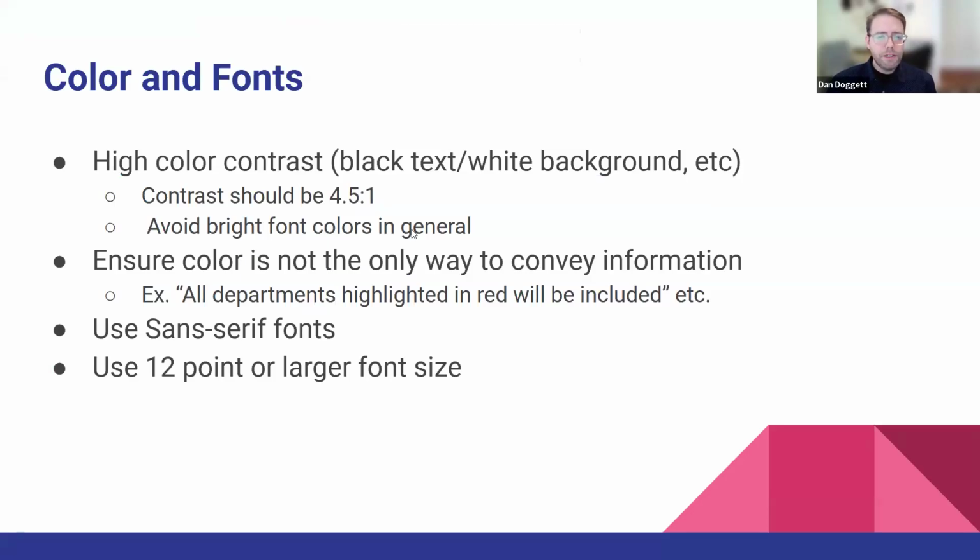Another important thing about colors, we want to ensure that it is not the only way that we convey information. For example, you never want to say, all departments highlighted in red will be included, because folks who are colorblind may not be able to see that, or folks who are non-sighted at all, this is information that's not being conveyed to them via a screen reader.